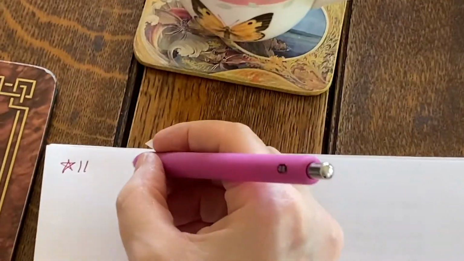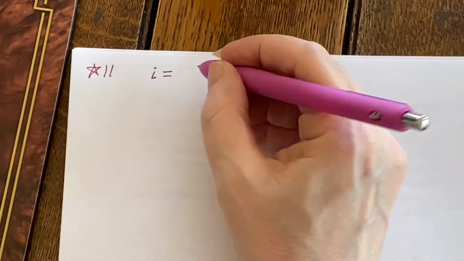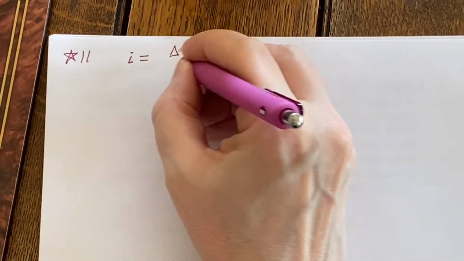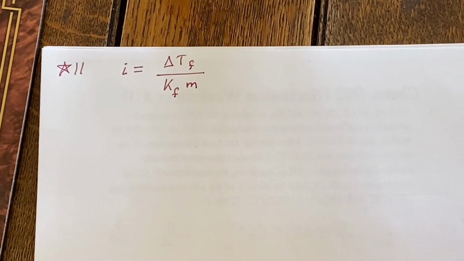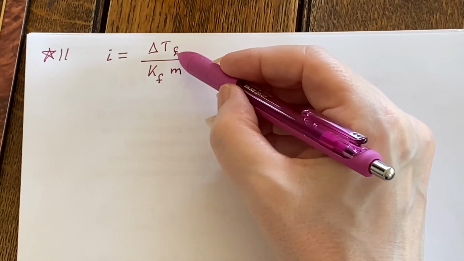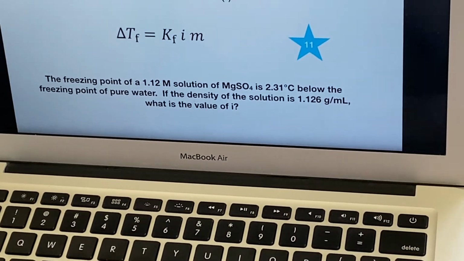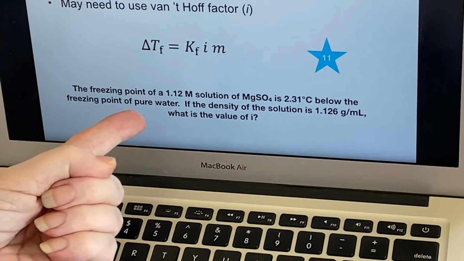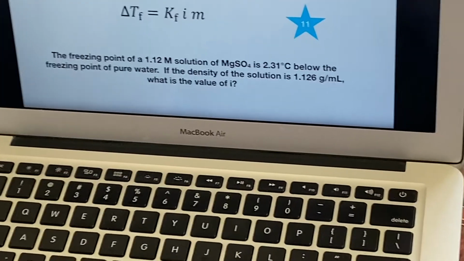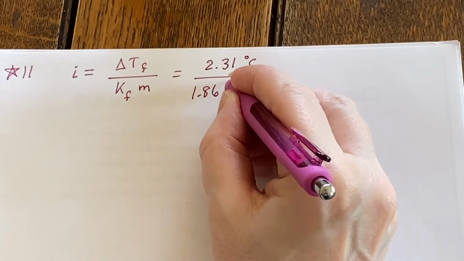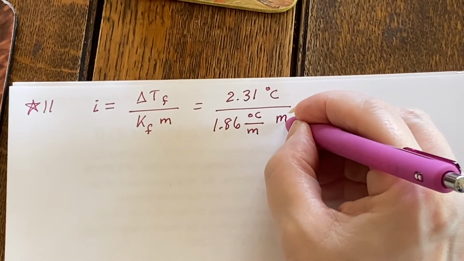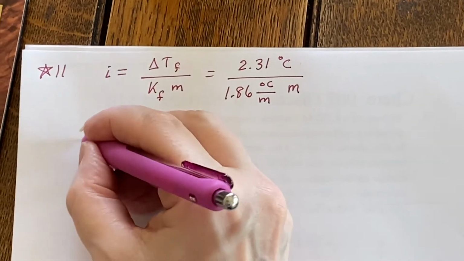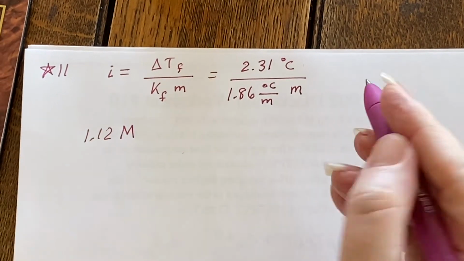If I'm asking for what is i, I'll do a little algebraic manipulation and say that it's delta T_F over K_F and the molality. They have already given me delta T_F because they told me it was 2.31 degrees below the normal amount. They also told me that this is water, so I can go look it up. I find out it's 1.86 degrees Celsius per molal. Then there's the molality. They didn't give me molality. They gave me 1.12 molar, and that's not the right units.